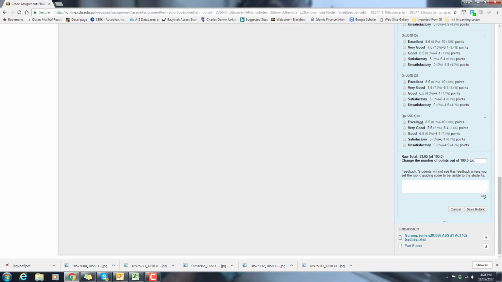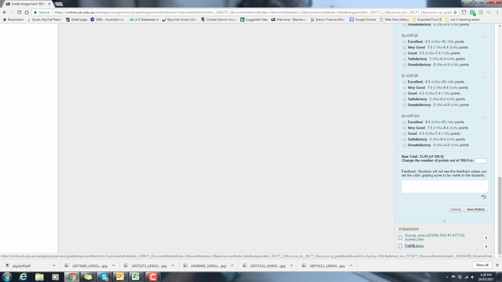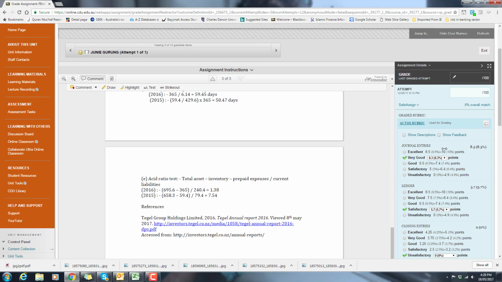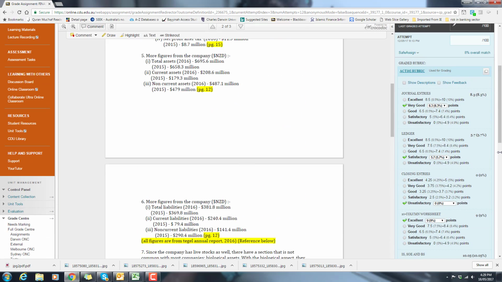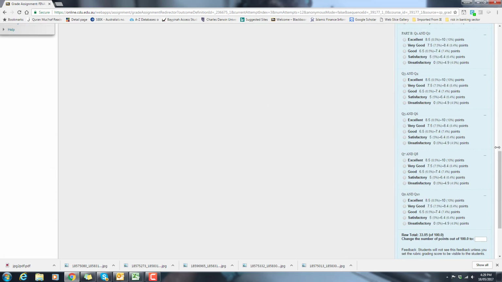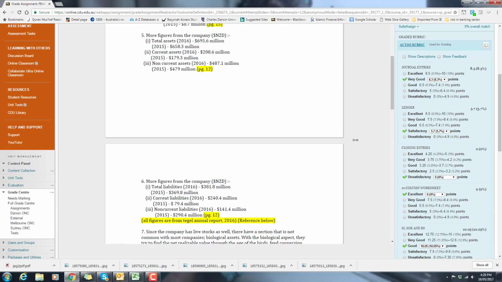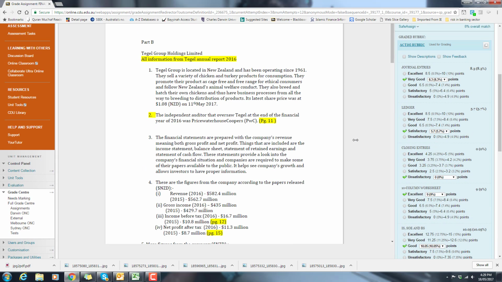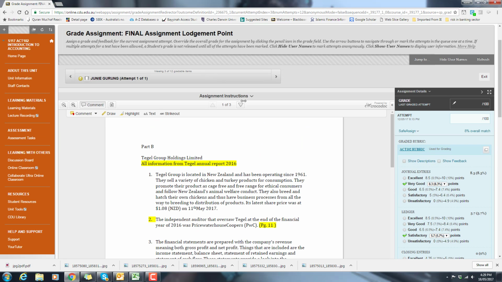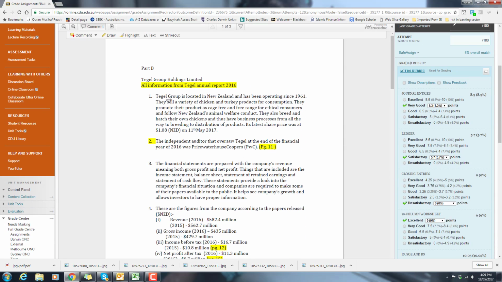The second part is a bit crucial and it requires a bit of subjective judgment as well. So we go and see the second part of the assignment. Okay. The first question for the second assignment was about the company's introduction. Let's see how the company's introduction is given. Tegel Group, located in January. So basically we'll try to read this one and then mark based on it.